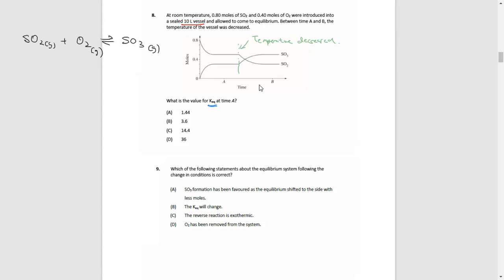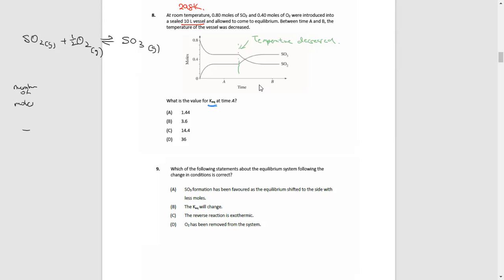And they weren't very clear about which one they were using. We'll assume it's this one. Now, at room temperature, so that means it's at 298 Kelvin, 0.8 moles of SO2 and 0.4 moles of O2. So let's look at it in terms of number of moles first.